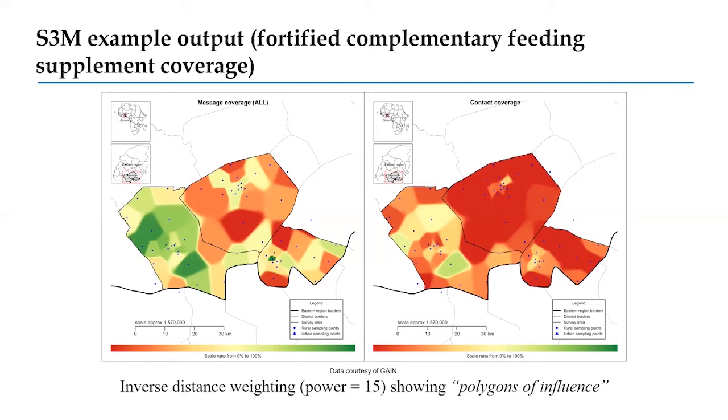So we can change the analytical method we're using to get a slightly different picture of the spatial pattern of coverage or the spatial pattern of need. Next slide, please.